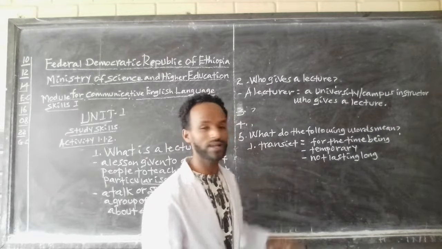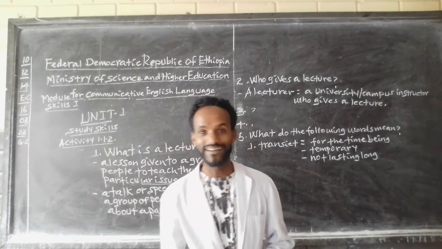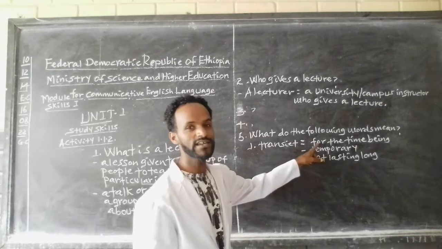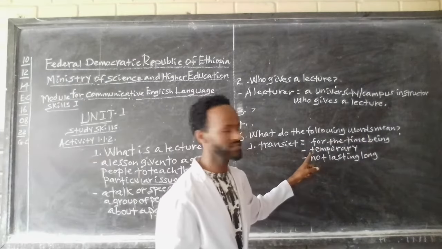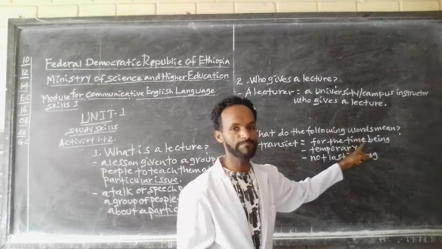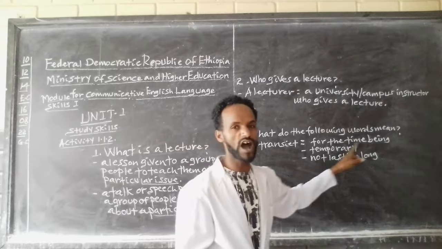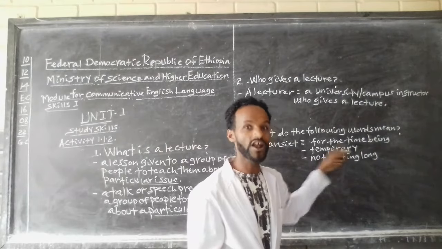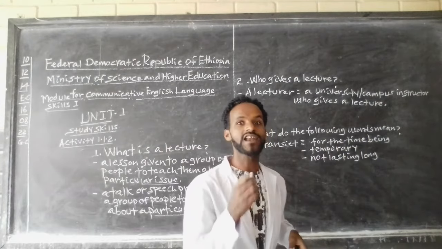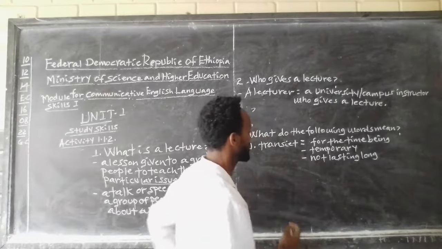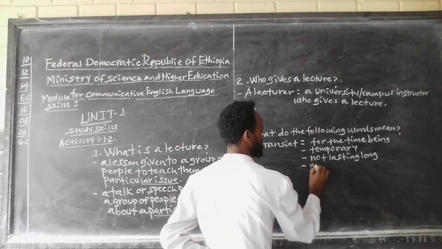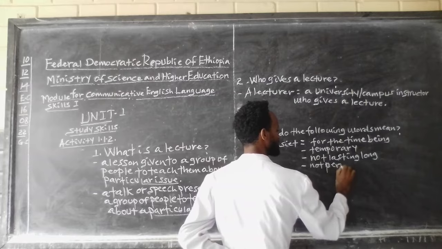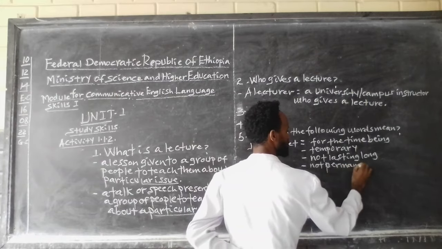What is this word? Transient. Don't say transit, okay? So when we say transient, we mean for the time being, the second one is temporary, and the other one is not lasting long. Don't say last long, say lasting long. And another one is not permanent.